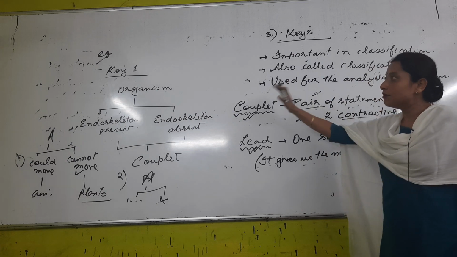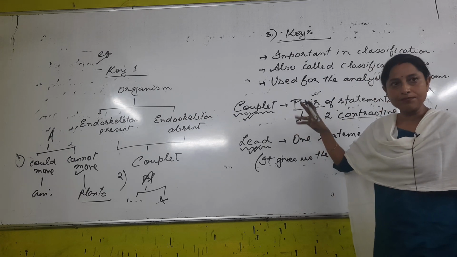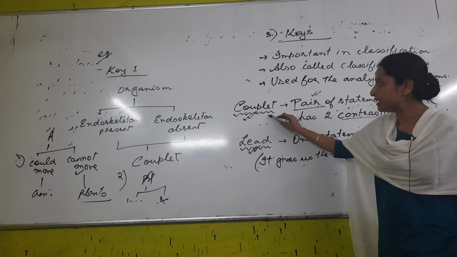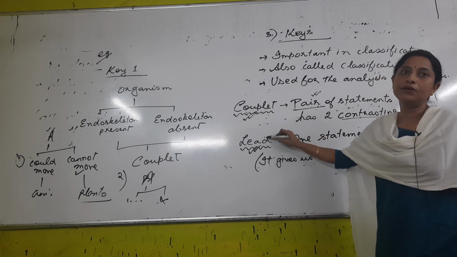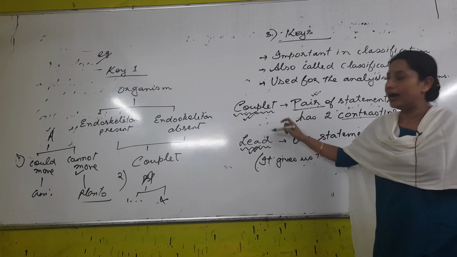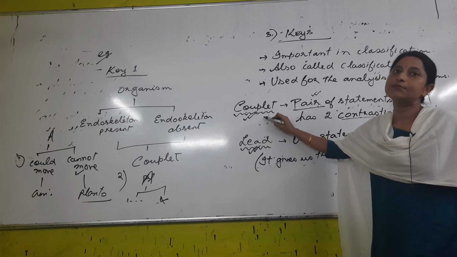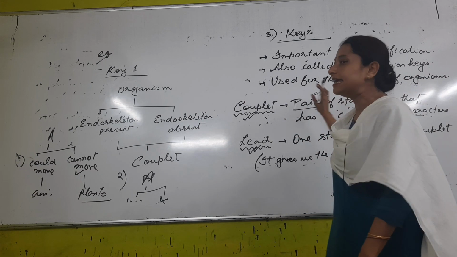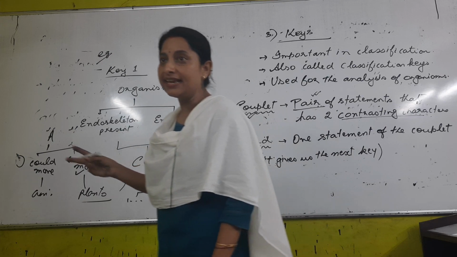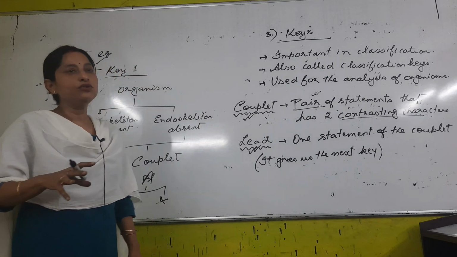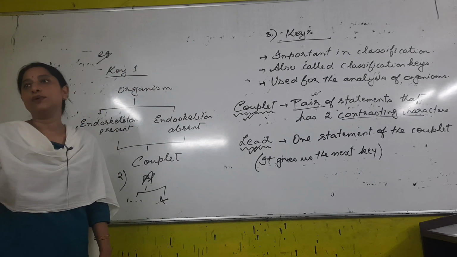Okay, next, from the entire portion that I have written, from exam point of view, the question has been asked only about these two words. What is a couplet? What is a lead? Our target: maximum questions have been asked about a couplet. What is a couplet? A key that contains a pair of contrasting characters is called a couplet. What will you do with that? You will choose one, you will reject one.